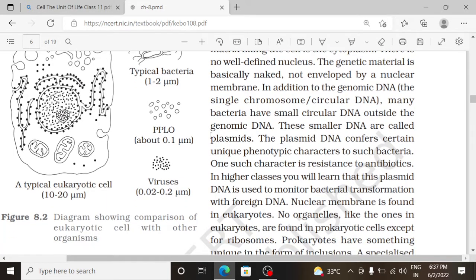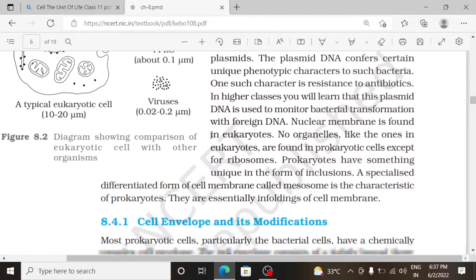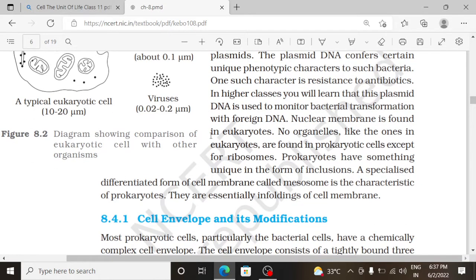The plasmid DNA confers certain unique phenotypic characters to such bacteria. One such character is resistance to antibiotics. In higher classes you will learn that this plasmid DNA is used to monitor bacterial transformation with foreign DNA. Nuclear membrane is found in eukaryotes. No organelles like the ones in eukaryotes are found in prokaryotic cells except for ribosomes.